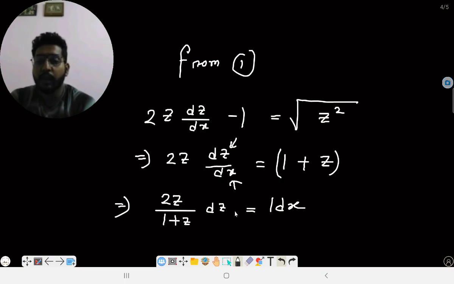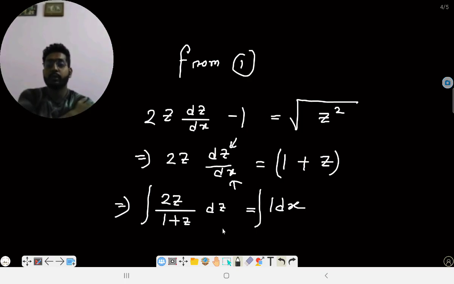Now separation is done. Now we have to integrate both sides. I am integrating both sides. Again I am telling you, for differential equations you should know how to solve integration, because it is very important to know how to solve integrations for differential equations.